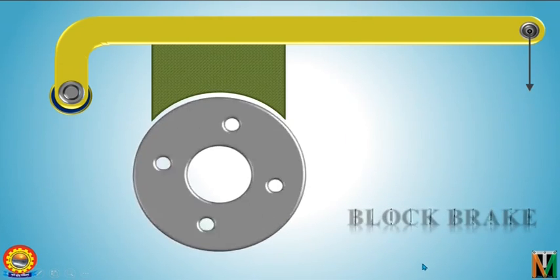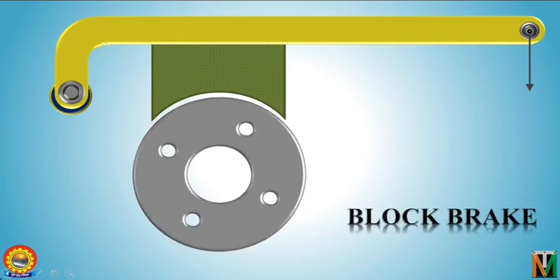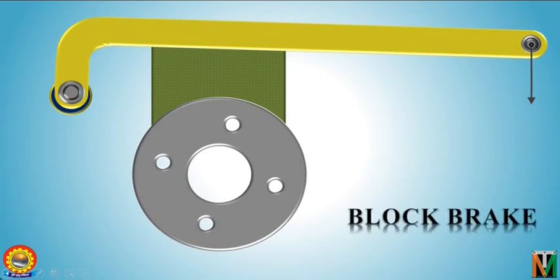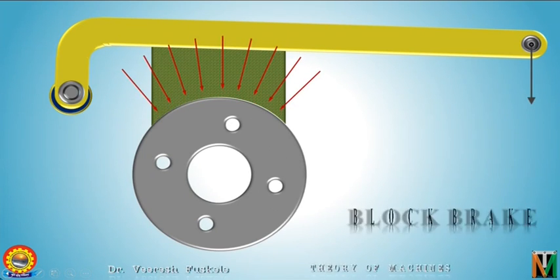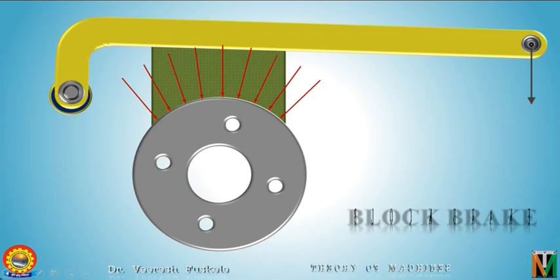This is the block brake. This is a single block brake and this is how the lever is pressed from the free end. Let us see it once again. This is how the block brake works. And this is the direction of the pressure or the force that has been applied by the shoe. So it is classified as a radial brake.